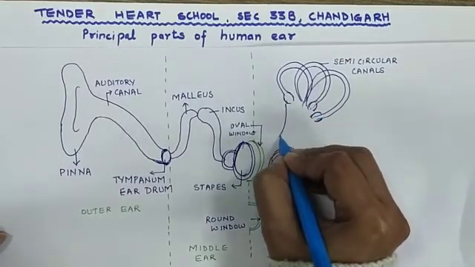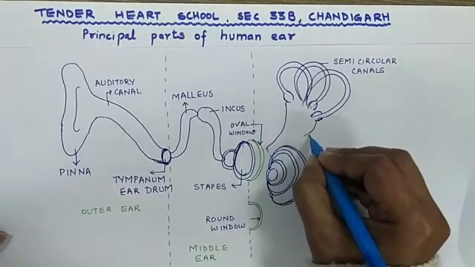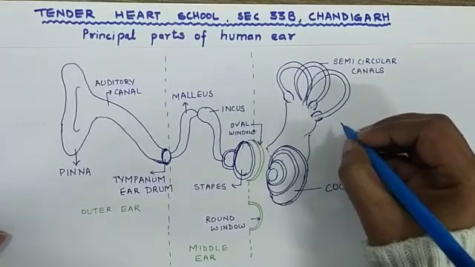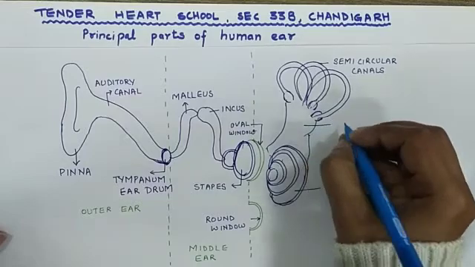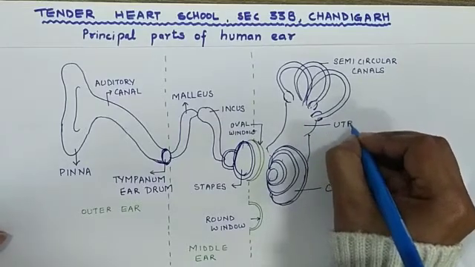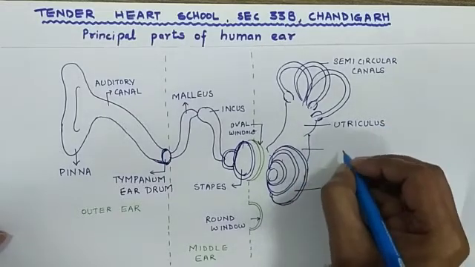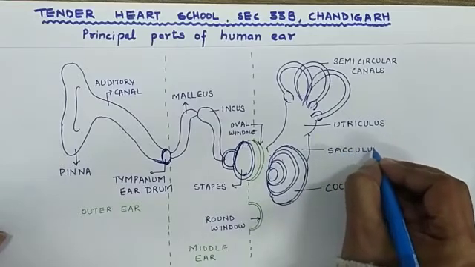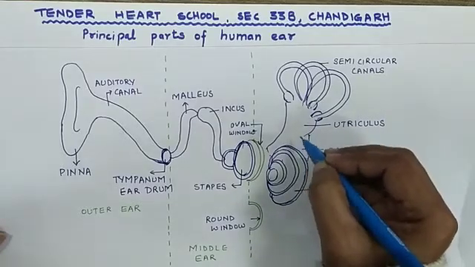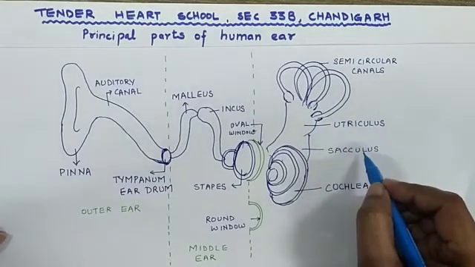So the vestibule is made up of two parts. We have the utriculus and sacculus. So you can label it as, this one is utriculus and this one is sacculus, right? Both of them together form the vestibule. Utriculus and sacculus, both of them together are called the vestibule, right?